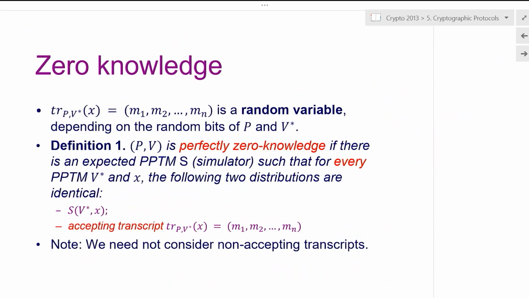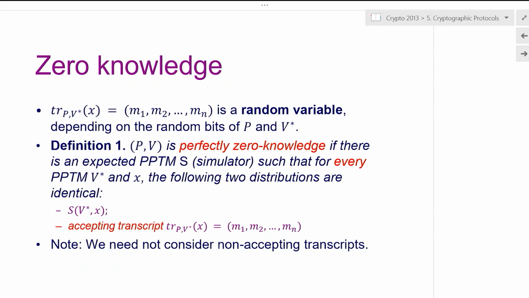Remember that this transcript itself, M1 to Mn, all those values are random variables. If you look at the computation, you choose an R and then you set A equals G to the R. So A is a random variable because it comes from some randomness R that we have chosen before. So all these values look like some random value. And where does this randomness come from in the first place? It comes from the random bits that P or V has. P would choose those random bits to choose R. V would choose those random bits to choose the challenge C, and so on and so forth. They have their own random sources.